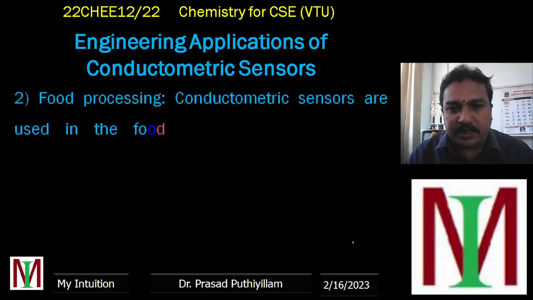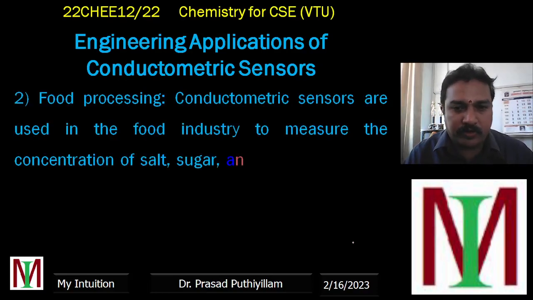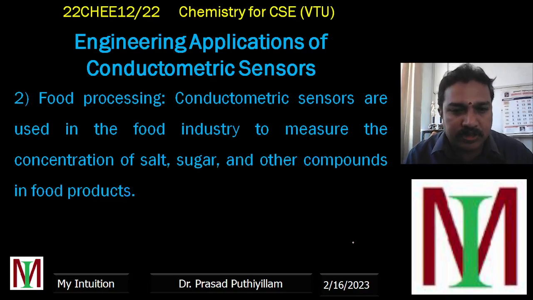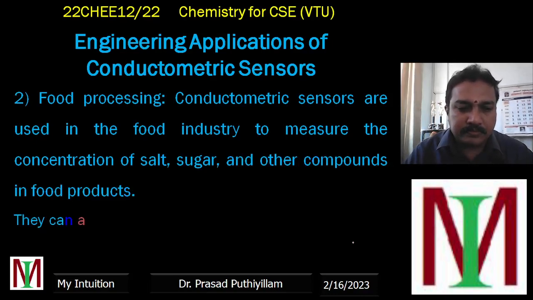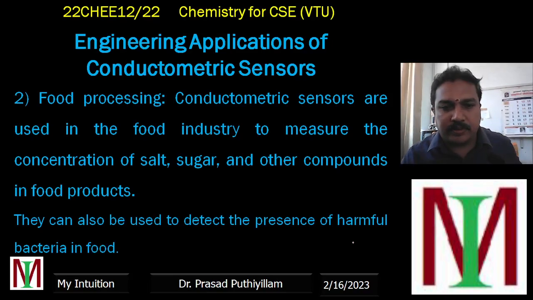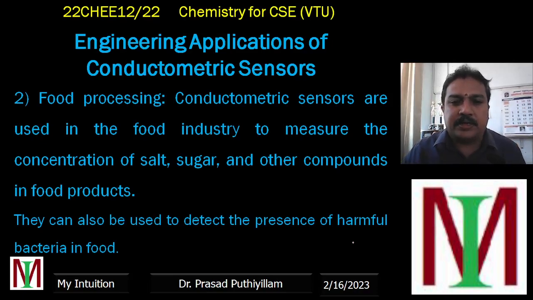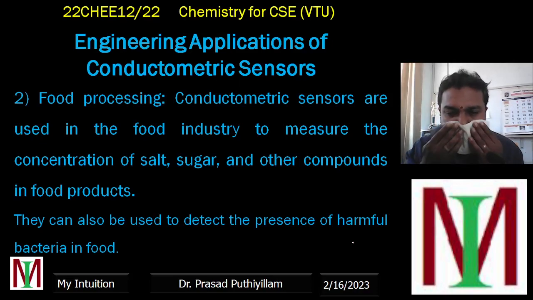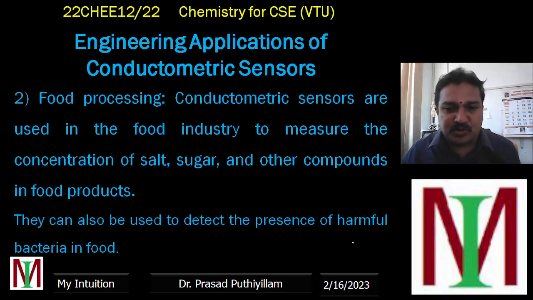For food processing, conductometric sensors are used in the food industry to measure the concentration of salt or sugar and other compounds in food products. They can also be used to detect the presence of harmful bacteria in food. This is very useful mainly in the food industry. Earlier, it depended upon a person's ability to taste the presence of salt or sugar.